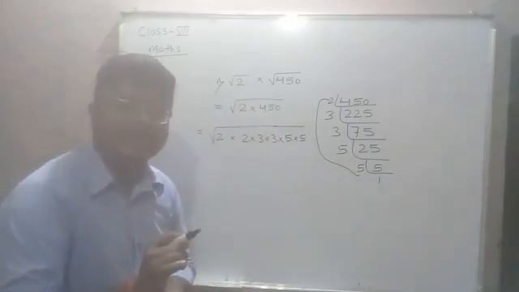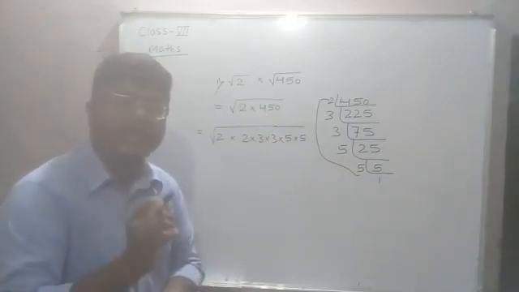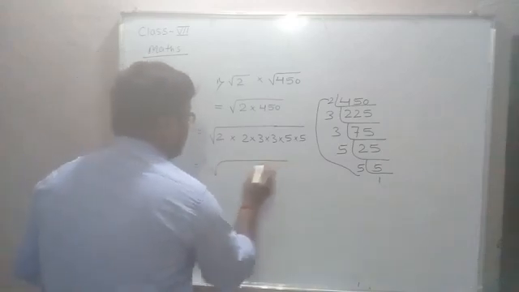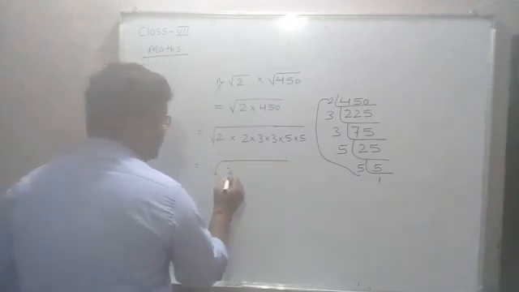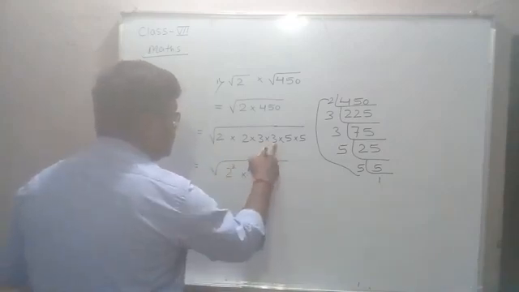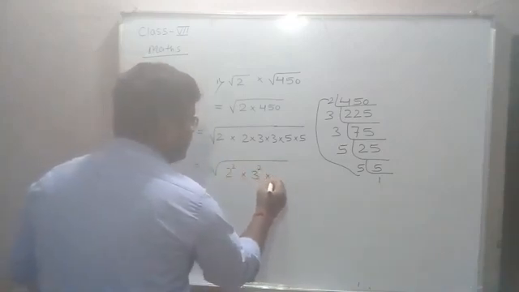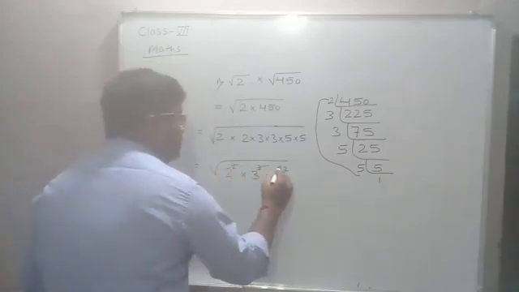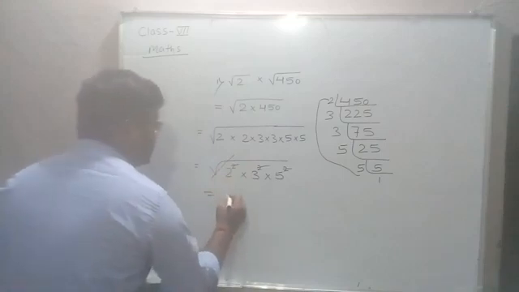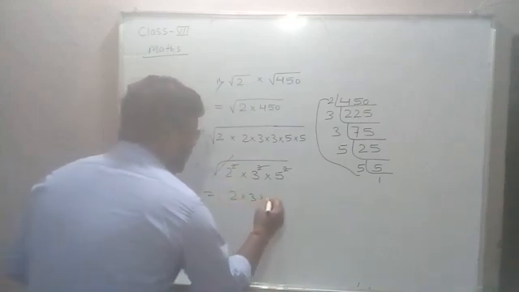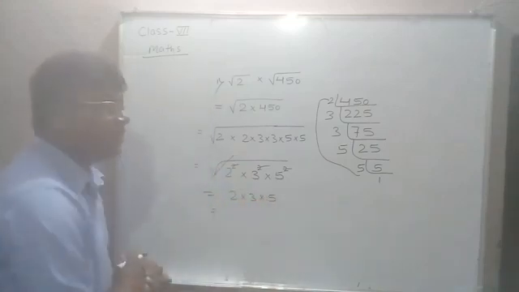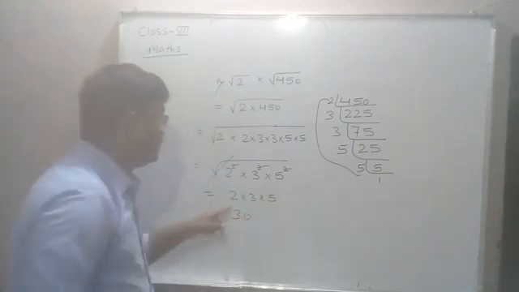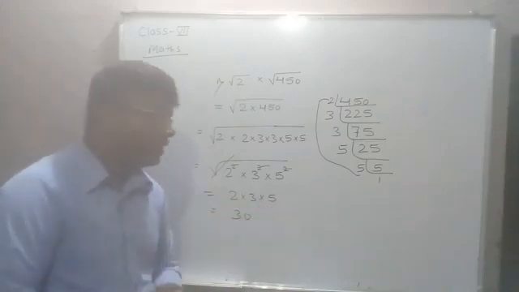After doing this we need to make pairs of numbers. So 2 and 2 make a pair, 2 square, into 3 and 3, 3 square, into 5 into 5, which is 5 square. All are in square terms, so square and square root cancel, and we get 2 into 3 into 5. What is our answer? That is 30. 2 3s are 6, 6 5s are 30.